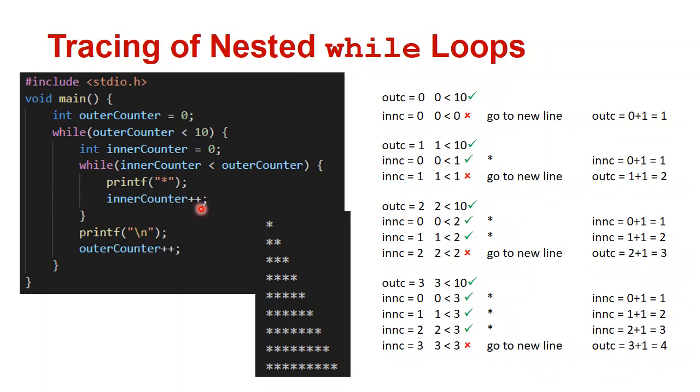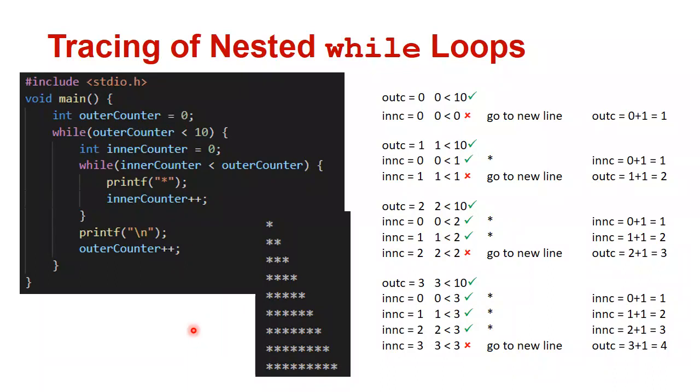Sorry, 1 plus 1, 2. Then again 2 is less than outer counter 3. Again it will print a star and update the inner counter value, 2 plus 1, 3. Now both inner counter and outer counter are 3. The condition is not satisfied, so it will go to the outer while loop. Go to the new line and update the outer counter, 3 plus 1, 4. Like that it will iterate until 9 stars print.